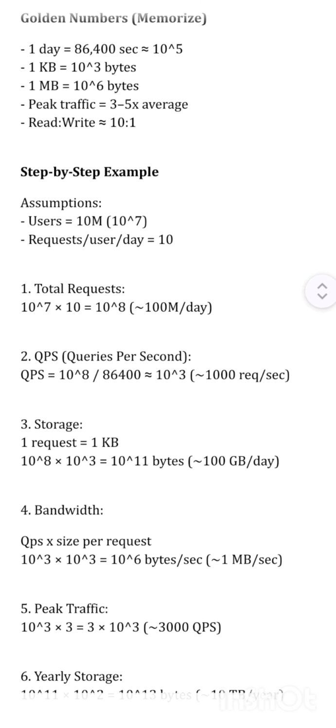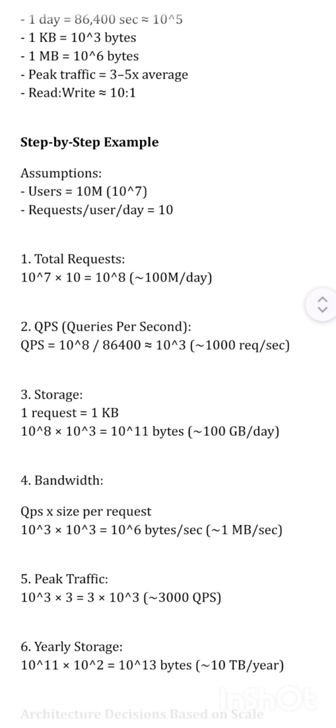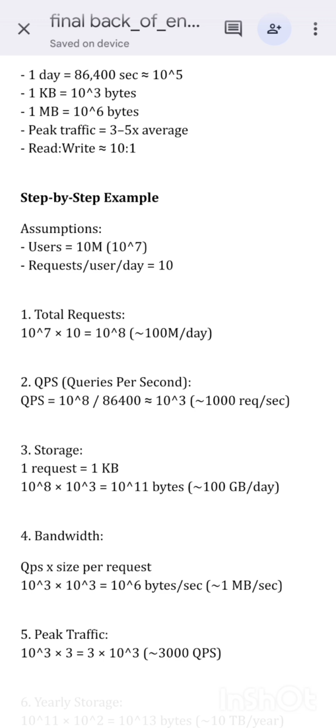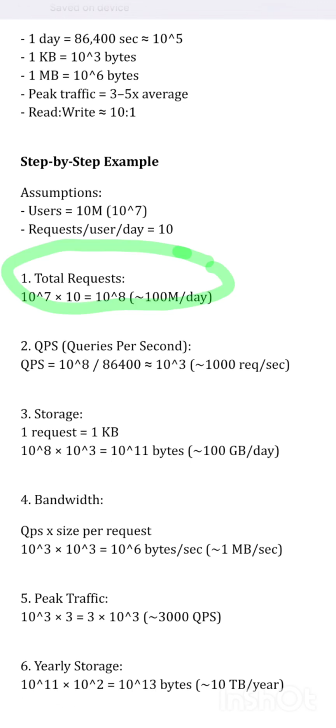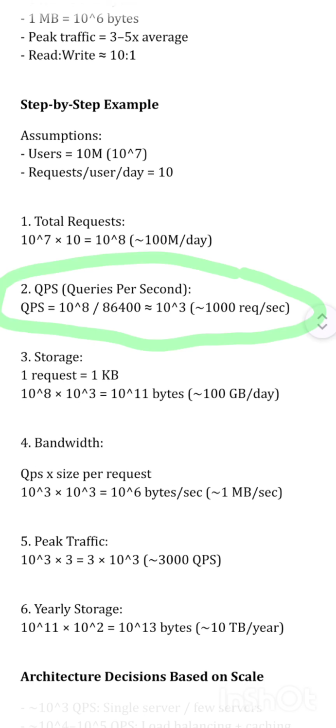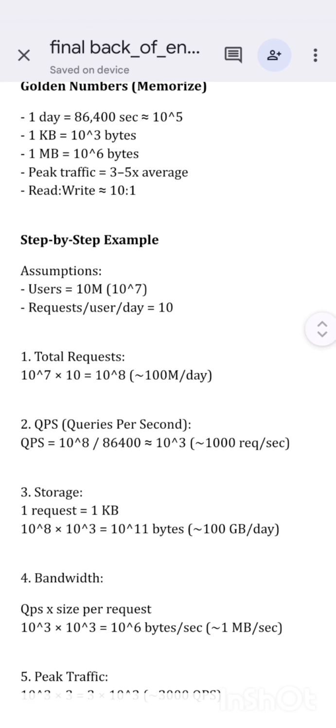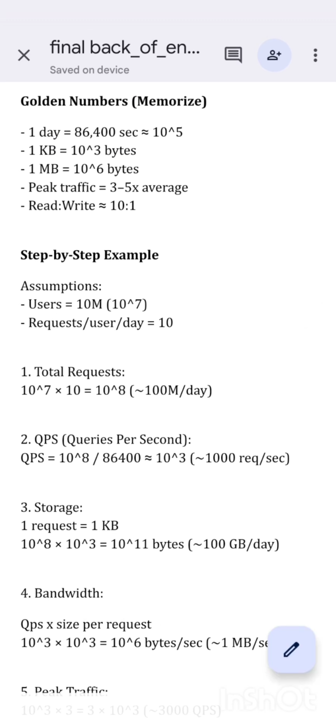Now let's see one example of this calculation. First, we will assume that we are going to build a system for around 10 million users, which is 10^7, and the requests per user per day we are assuming would be 10. Now the total requests would be the total number of users multiplied by requests, equivalent to 10^8, which is 100 million a day. Now the queries per second would be the total requests divided by total seconds in a day, equivalent to 1000 requests per second.